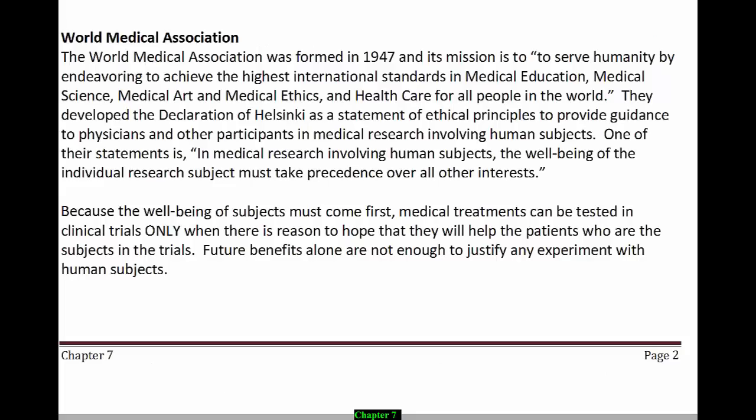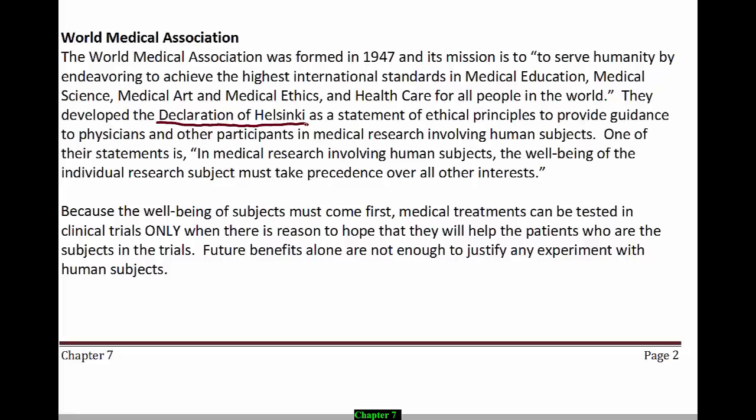Of course, there's a lot of research in medicine and in the public health arena. The World Medical Association was formed in 1947 to serve humanity by endeavoring to achieve the highest international standards in medical education, medical science, medical art, and medical ethics and health care for all people in the world. They developed the famous Declaration of Helsinki as a statement of ethical principles to provide guidance to physicians and other participants in medical research with human subjects.